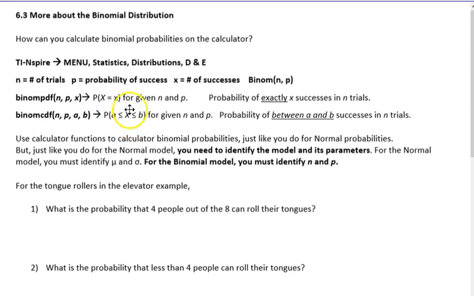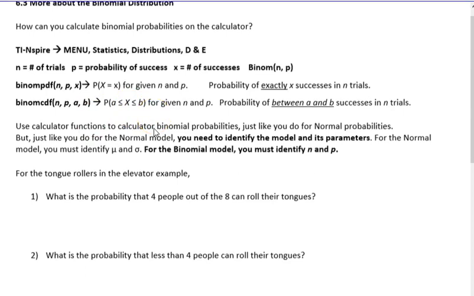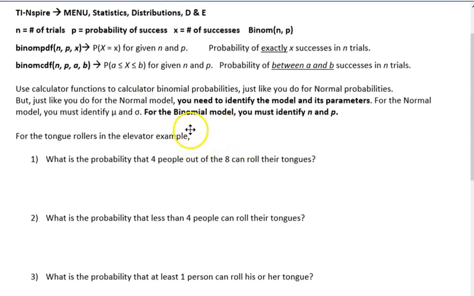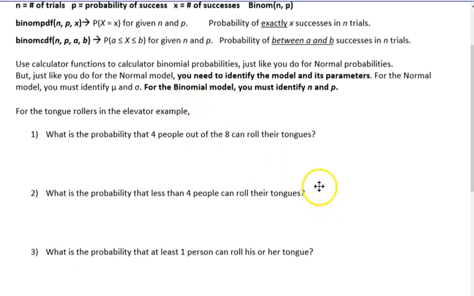The parameters of a binomial model are n equals the number of trials, p equals the probability of success, and x equals the number of successes. So we use binomial PDF, probability density function, when we have exactly x successes, and we use CDF when we have a range of from this many to this many successes. So let's take a look at some examples of how to do this on the calculator.